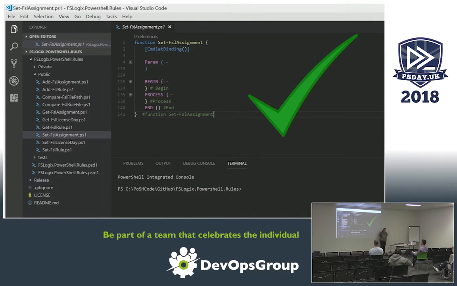I presume everybody uses VS Code and not the ISE. Are there any other tools that people use that they think is better than this? Don't say Notepad++ to me. No? Good. I'm happy that I'm picking the right tool. That's great.